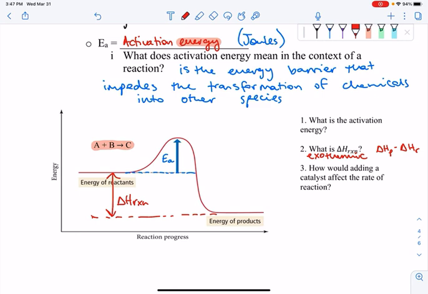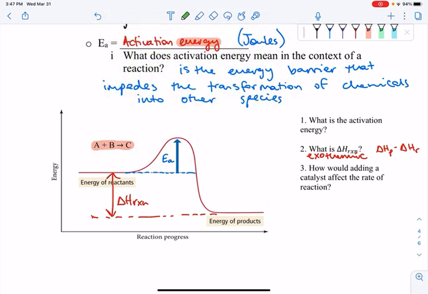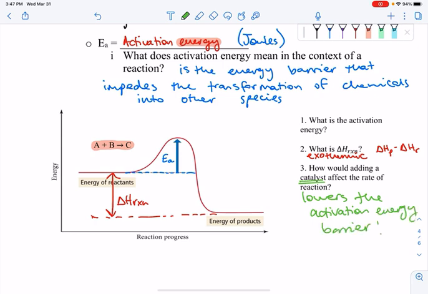How would adding a catalyst affect the rate of the reaction? This is a question that gets asked a lot on the AP exam. Adding a catalyst lowers the activation energy barrier. How would that look different? You would literally just redraw this with a smaller hump.